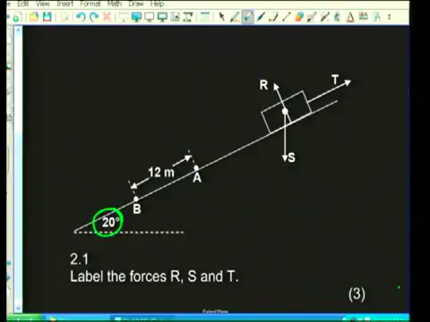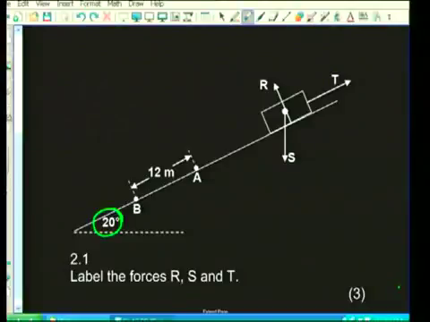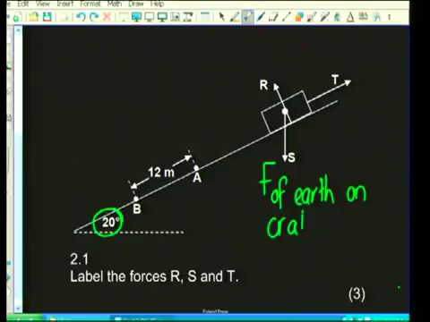And then they give you a diagram with a whole bunch of forces acting on it, R, S, and T. Then they ask you to label those forces. This is very similar to what we just did with the soldier, okay? S is the easiest, so let's start there, because S would be the force of gravity. So we would say that S is the force of the Earth on the crate. You can write it as weight, you can write it as gravitational force, it doesn't matter. T is a frictional force. It's the force of friction.